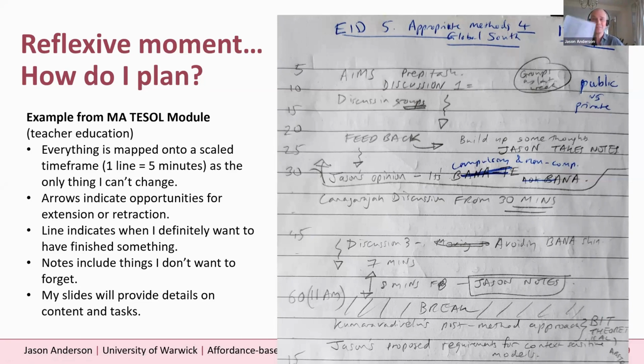I've got exactly the same thing here in my current lesson plan, and hopefully I will be on time. The arrows indicate opportunities for extension or retraction, but the lines across there are moments where I definitely want to move on and talk about something else. And even the break there is slightly flexible about when it will happen. And Suyog is here. He was in that session, I think. So he'll remember if it actually happened like that or not.